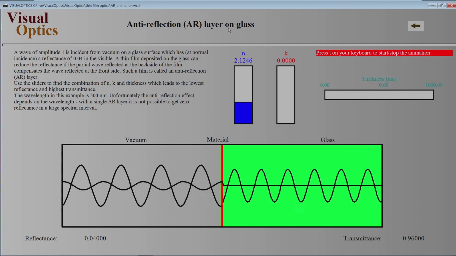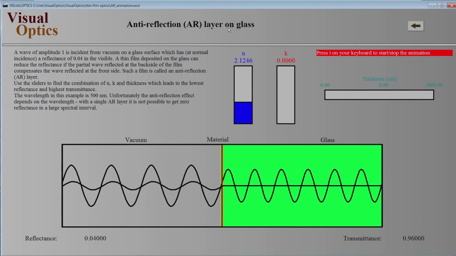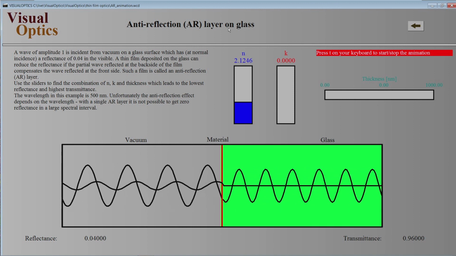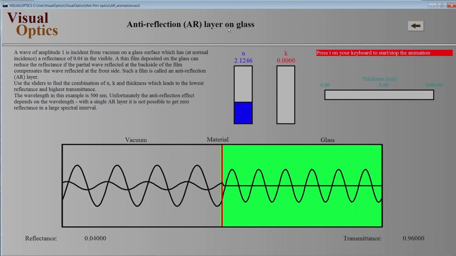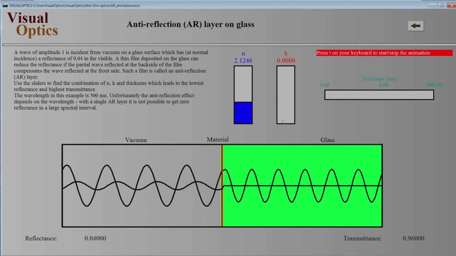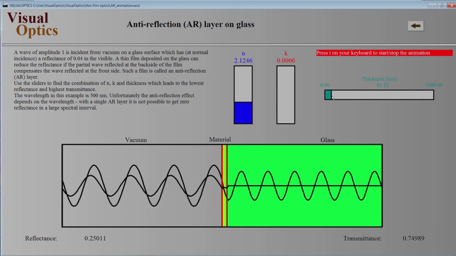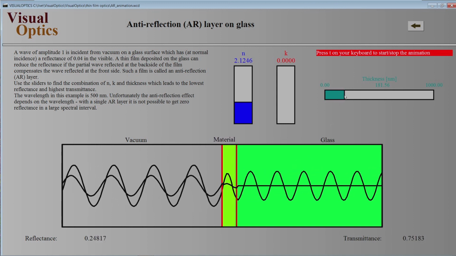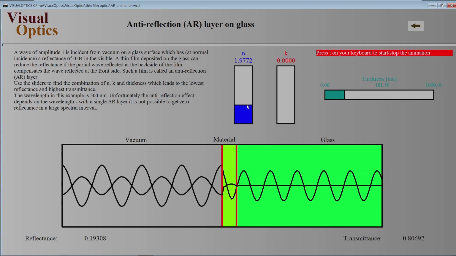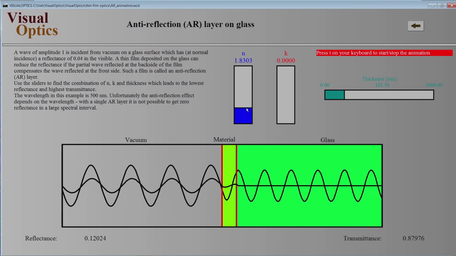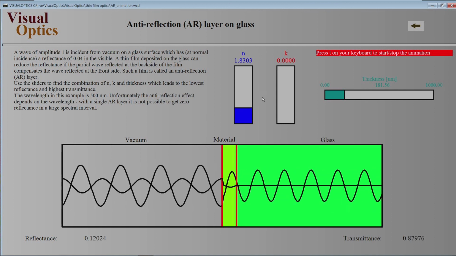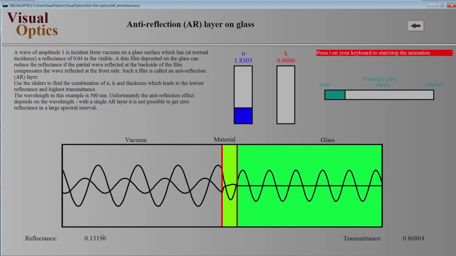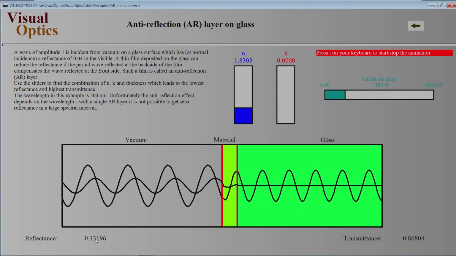And so you have to find a thin film that just uses this coherent superposition to bring down the 4% to zero. Let's see if we can find that. If we have a single layer on glass, an anti-reflection coating with a certain refractive index, we have to find the right combination of thickness and refractive index in order to make this reflectance zero. Right now it's 13%.